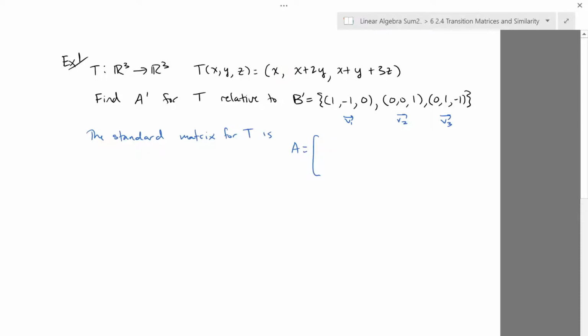So this is for the standard basis, right? So I can just read off the coefficients of the variables in how the formula is written, right? So for the first component, it's 1x plus 0y plus 0z. So it's 1, 0, 0. And the second component is 1x plus 2y plus 0z. So 1, 2, 0. Then the third component is 1x plus 1y plus 3z. Okay, so that's the standard matrix.